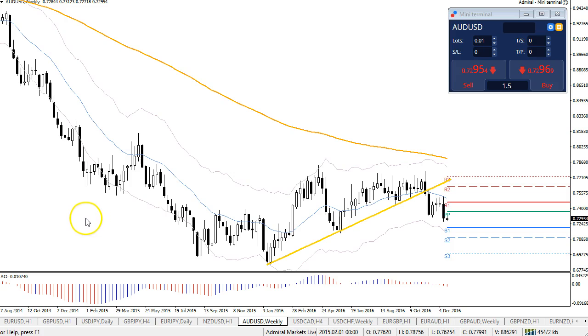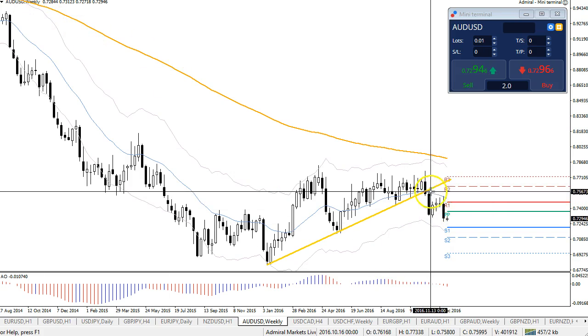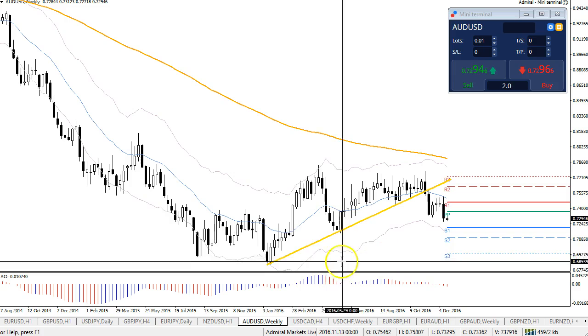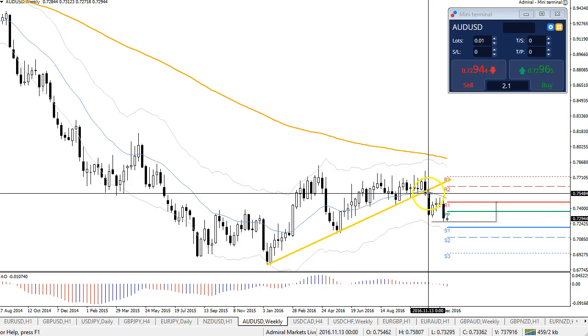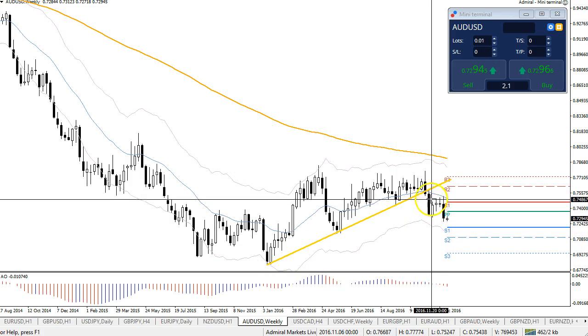I want to kick off today's video with AUD USD, looking at the weekly chart. We talked about this, that the breakout here, the bearish breakout of the support trend line, could indicate a retest of this bottom, and this was a pretty good strong bearish breakout candle as well.